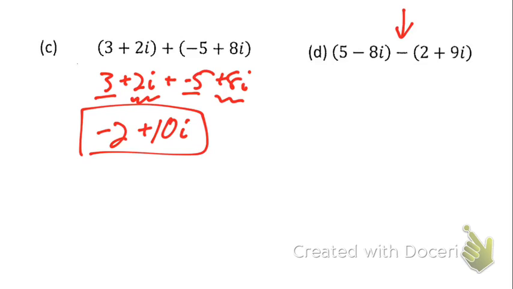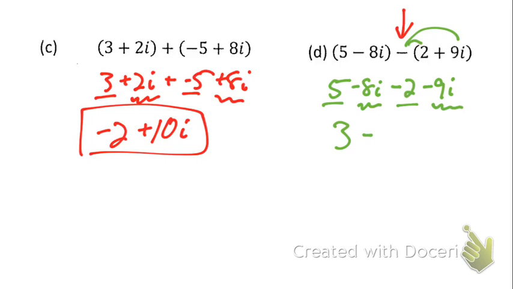All right, now, over here, it's a subtraction problem. So we have 5 minus 8i, that stays the same, but now we have to distribute the negative sign here, so it's going to be negative 2, and then negative 9i. So same thing, we combine like terms. I have 3, and this will be minus, because negative 8 minus 9i is negative 17i. And that takes care of those 2.